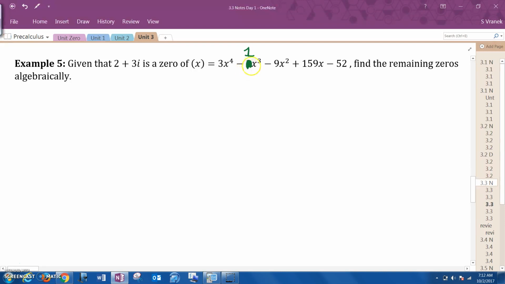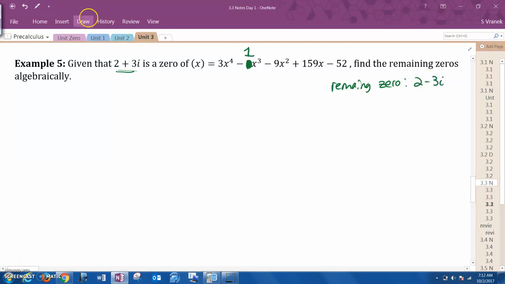Now note this, if you have a typed note sheet, it should say a 1 here. If it doesn't, please change it to a 3x to the 4th minus x cubed minus 9x squared plus 159x minus 52. Find the remaining zeros. Well, first of all, we know the first remaining zero is the complex conjugate of 2 plus 3i. So we know another answer has to be 2 minus 3i.